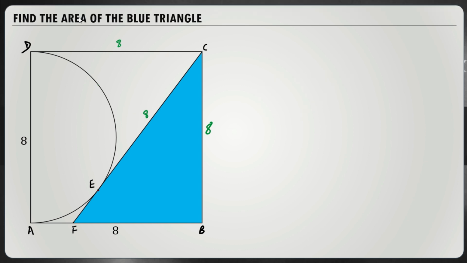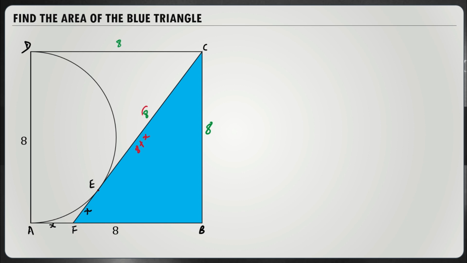Let's continue. Now using the same rule, look at this part of the semicircle. The lines AF and FE also form two tangents, following the two tangent rule. So let's call the side FE X. This distance is X, then this distance will also be X. Now let's make a few distances quite clear in this picture. The distance from C to F is 8 plus X.